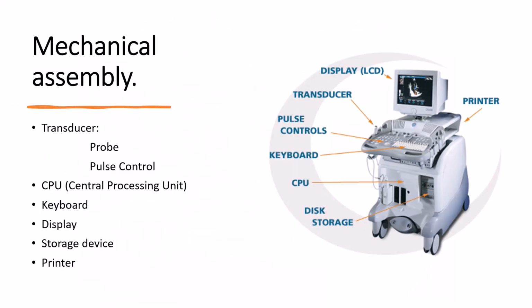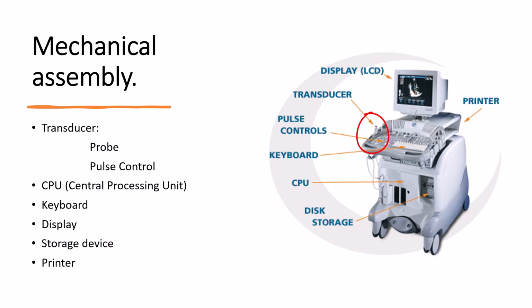Let's take a look at the modality ultrasound. First, we see a transducer probe. It sends and receives echoes or sound waves. We also have a central processing unit. It's a computer that does all the calculations and contains the electrical power supply for itself and the transducer probe.